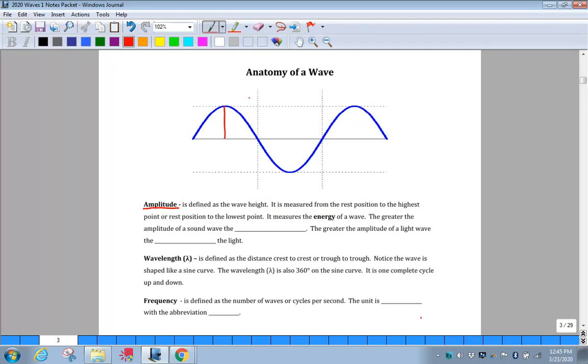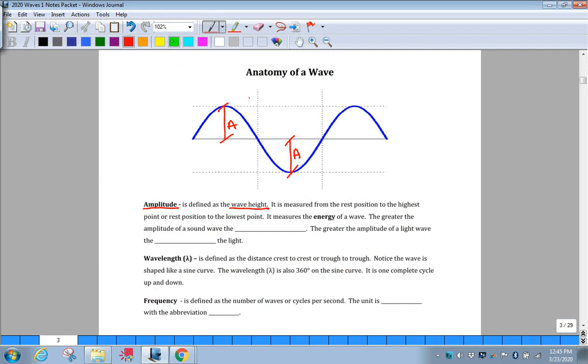So we're going to continue on with the anatomy of a wave. And the first thing we have to define is amplitude. Amplitude should be familiar from simple harmonic motion, and it's defined as wave height. And it's always measured from the rest position of the wave, which would be like the x-axis of the wave, to the highest point. Okay? Or the rest position of the wave to the lowest point. Okay? So both of those would be the amplitude of the wave.